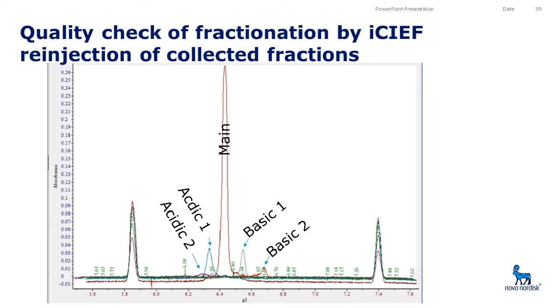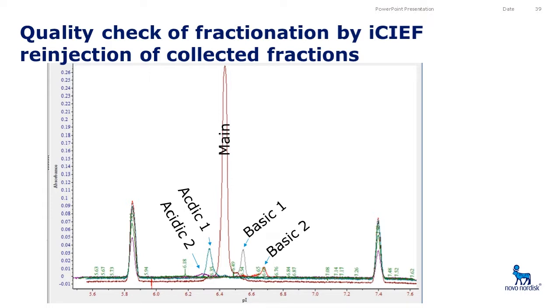Basic 1 as well, there's almost minimal carryover from the main form. And even the basic 2 is also very clean. Acidic 1 as well, it's also clean, almost no main form present. And between acidic 1 and acidic 2, there's just a little overlay. So we were very satisfied with these results.